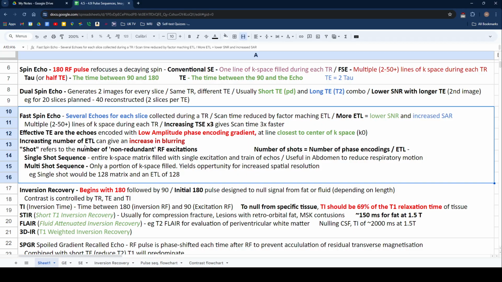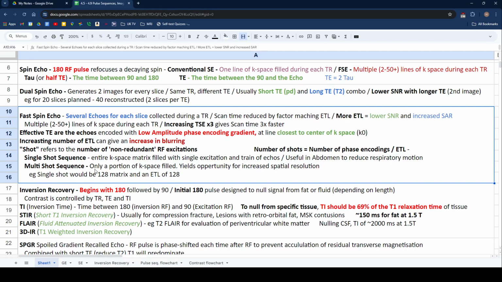Increasing the echo train length can give an increase in blurring. A shot refers to the number of non-redundant RF excitations. Number of shots equals the number of phase encoding steps divided by the echo train length. In a single shot sequence, the entire K-space matrix is filled with a single excitation and train of echoes. This is useful in the abdomen to reduce respiratory motion.